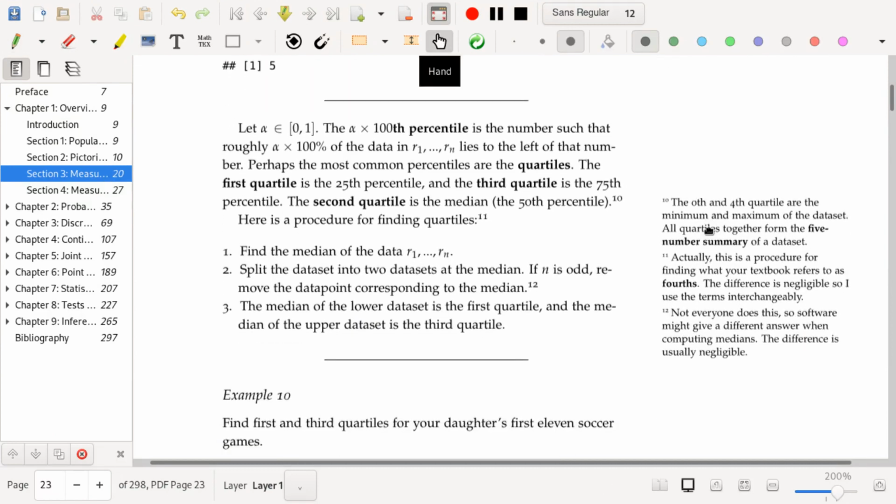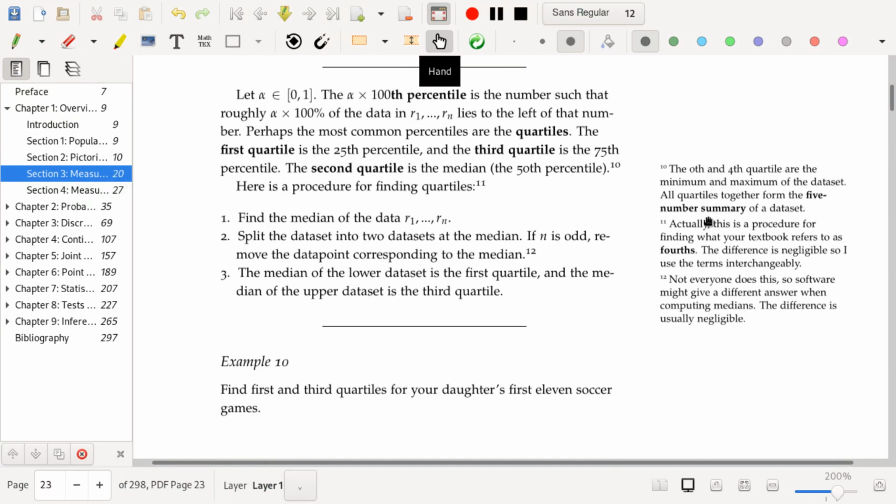So continuing on, other measures of location are percentiles. We're going to say that this is the Greek letter alpha, and alpha is a number between 0 and 1, and we're going to include 0 and 1 as well. The alpha times 100th percentile is the number such that roughly alpha times 100% of the data in the ordered data set lies to the left of that number. So if we choose alpha equals 0.5, that would be the 50th percentile. Roughly 50% of the data set lies to the left of that number, which means that 50% lies to the right. What I just described is the median, because the median is the observation that splits the data set in half. So the median actually counts as a percentile. Percentiles are a generalization of the notion of a median.